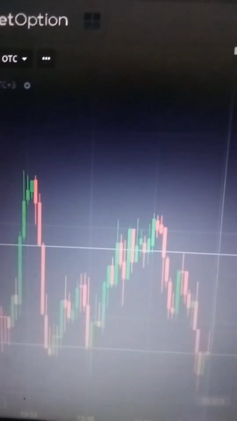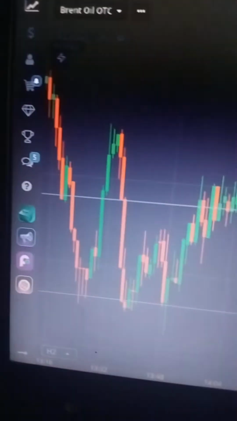Brightness of this PC. There we go, it is a little bit better now.